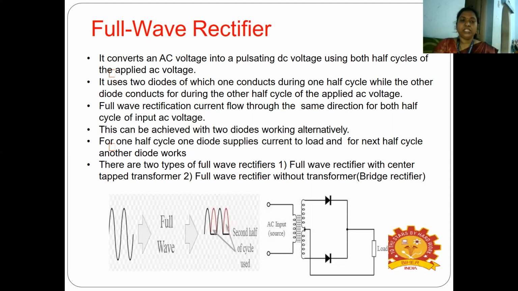Okay, because you know that when you use a transformer, obviously the cost will also become high, and the system complexity will be high. So you can see the figure. The input signal is a full sine wave, and when it is given to the full wave rectifier, what you're getting, actually in case of half wave rectifier, you will be getting only one half of the signal, the other half is lost.